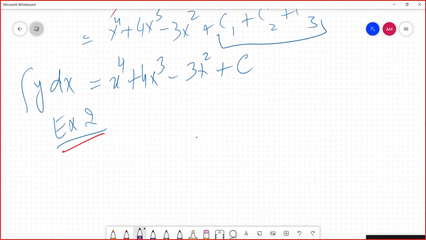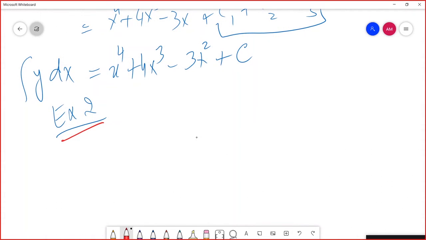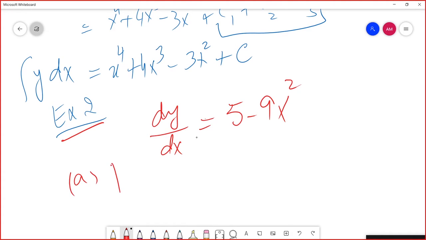Let's write what it is. It says dy upon dx is equal to 5 minus 9x square. And it says find y in terms of x. So the first part is find y in terms of x. Do you understand the question?